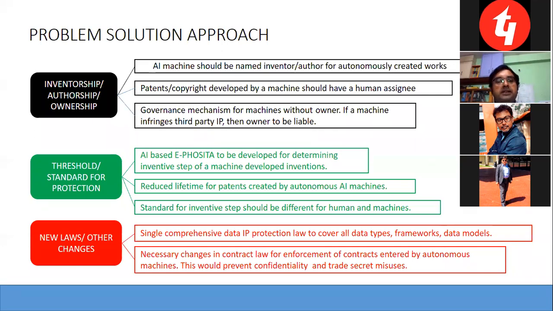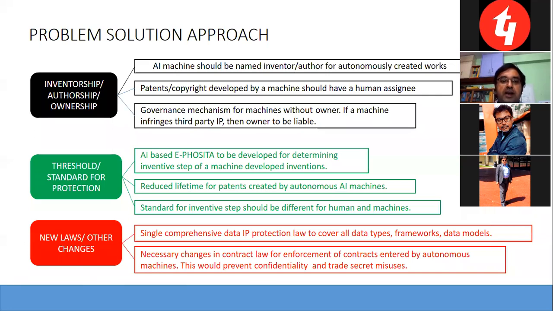Okay, so next is the standard or threshold of protection for intellectual property or patents. This is a very interesting proposition. For human beings, we have the person having ordinary skill in the art, or PHOSITA. For machines, we have e-PHOSITA, or electronic PHOSITA. What an e-PHOSITA would do, that person having ordinary skill in the art, who is also an electronic one, would think like a machine, and a machine invention would be tested against this particular touchstone. So e-PHOSITA would be applicable for all machine-made inventions. So the standards would be higher. It would not be so easy for a machine to file a patent.